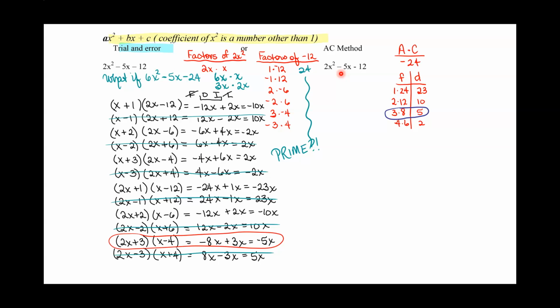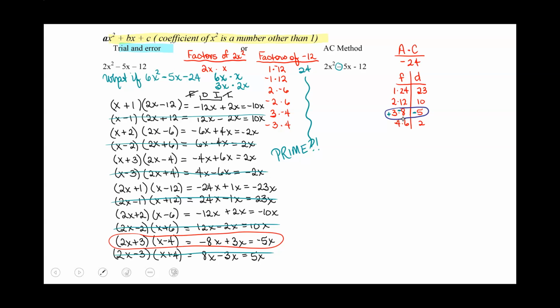Now, remember that when this is subtraction, difference, our signs are going to be different. One's going to be positive, one's going to be negative, and the larger number is going to have the same sign as the middle term. The middle term was negative, and 8 is the larger number, so we're going to use negative 8 and positive 3, because that's what it would take to get a negative 5, right?